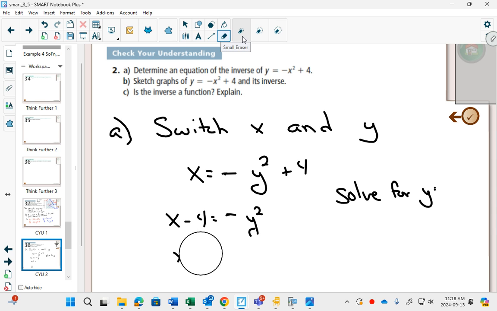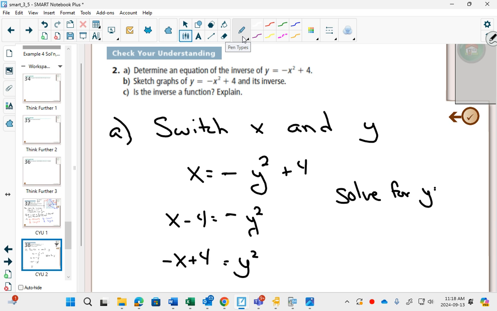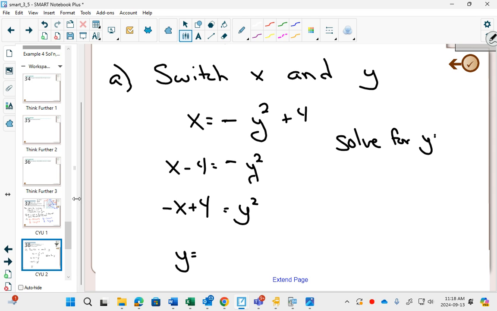So then, if we have just the negative y squared instead of a negative 2y squared, we could either divide by a negative 1 or multiply by a negative 1 to get rid of that negative. I'm going to multiply this side by a negative to get rid of the negative. And then we get to the point where, how do you get rid of a squared? You square root, and you're going to have to remember a plus or a minus.